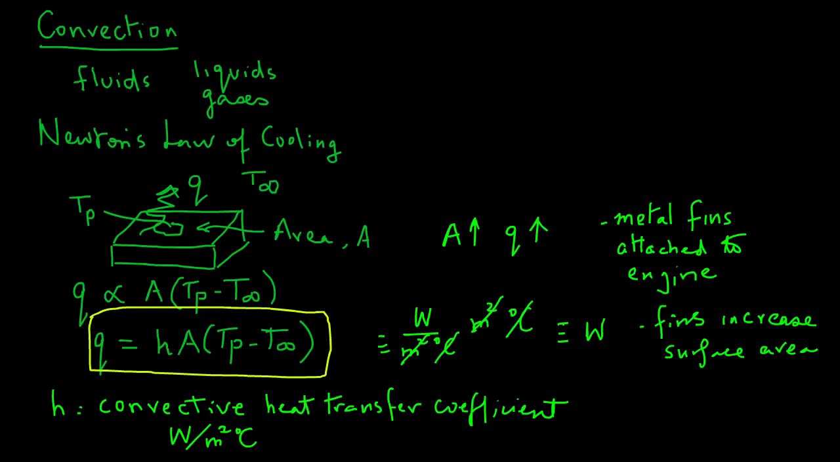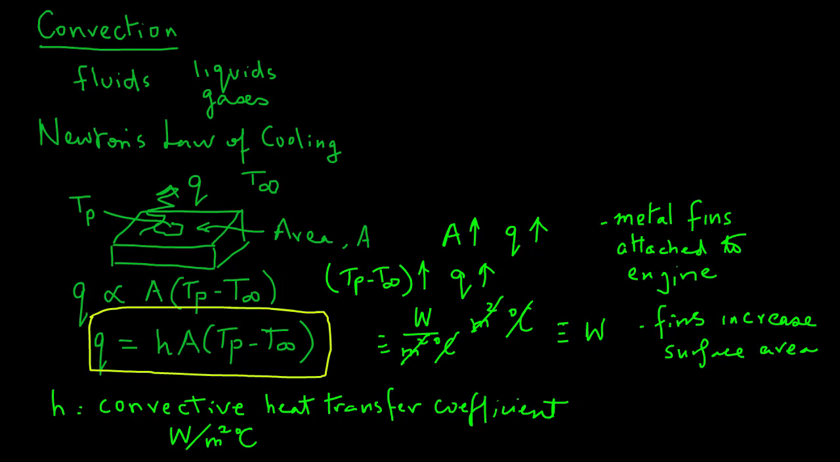Also, from this equation, we note that the temperature gradient will directly influence the rate of heat transfer. If the gradient is increased, then the rate of heat transfer will increase. If you lower the air temperature, then the gradient will increase. Tp minus T infinity will increase if T infinity is decreased. And so as a result, the rate of heat transfer will increase.